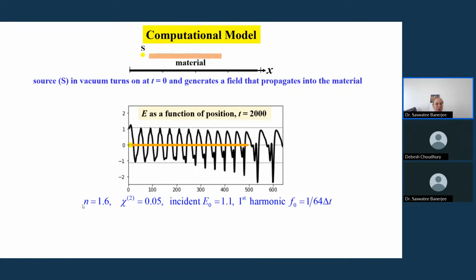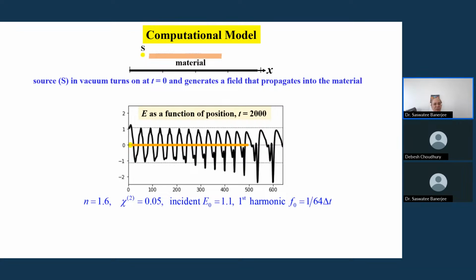So here are the parameters that I used. The index of refraction was 1.6. If there were no nonlinearity, this would be a very simple sine wave or cosine wave. But we put in some nonlinearity. The physical nonlinearity is usually much smaller than this, but I made it rather large just so that we can see the nonlinear effects without going to too many time steps.